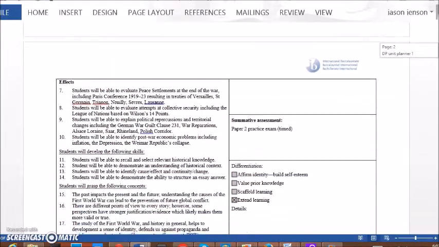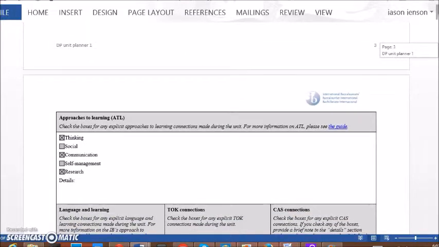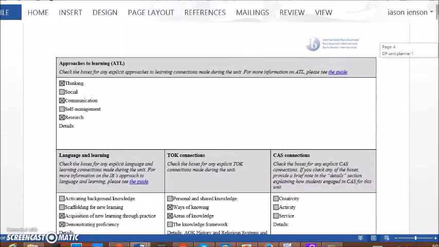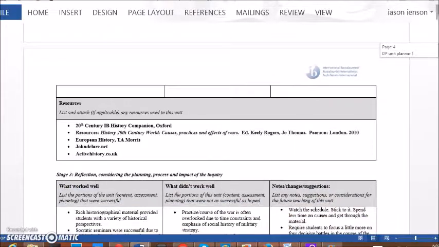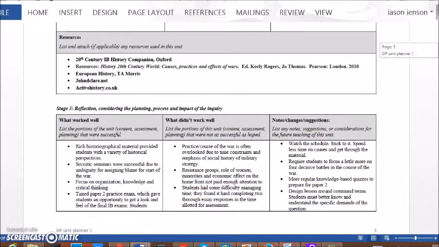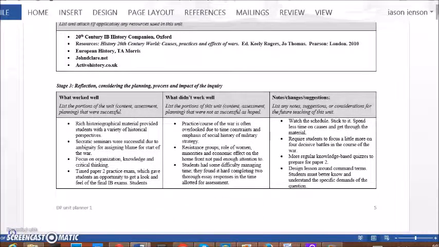Under that, we have the summative assessments and the way that the differentiation of this lesson will work. Then we have approaches to learning, language and learning, TOK connections, which is theory of knowledge, CAS, and also at the end, which is quite good, we have the resources, but we also have a quite detailed reflection on what worked well, what didn't work well, and notes and changes and suggestions.